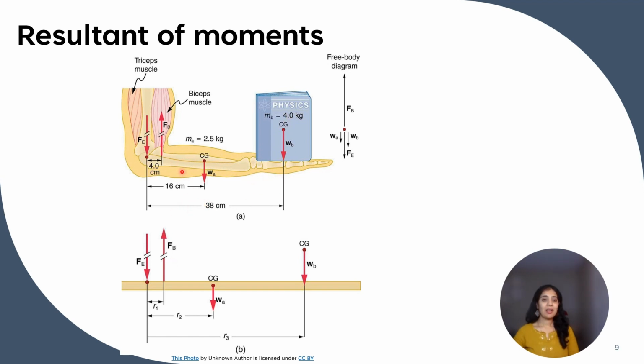So, here biceps muscle and triceps muscle force is applied. Then center of gravity of hand and weight of this book acting at the CG. So in the further part of the video, we will understand what this diagram is. It is called free body diagram, FBD. But now we will understand how to calculate resultant moment in the body.